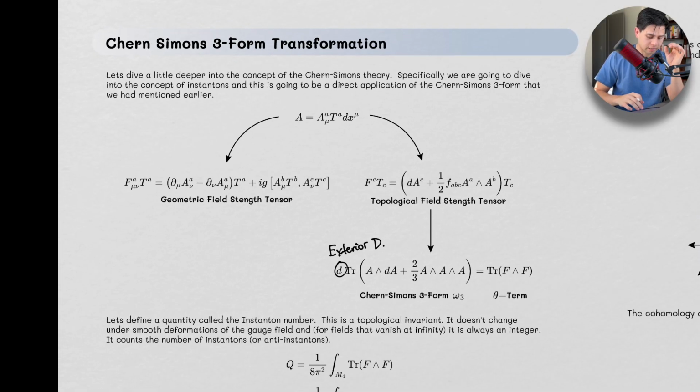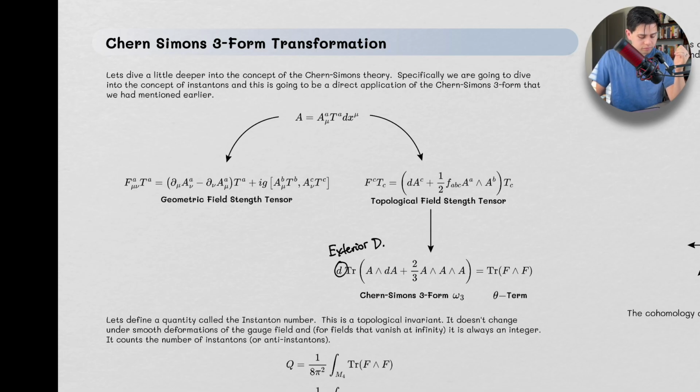Let's go ahead and get started with Chern-Simons three-form transformations. Again, if it just slips out and I mispronounce it, my apologies for that. Jim Simons is a very, very well-renowned economist and physicist.